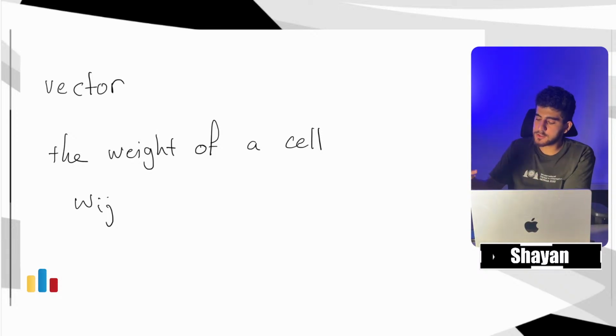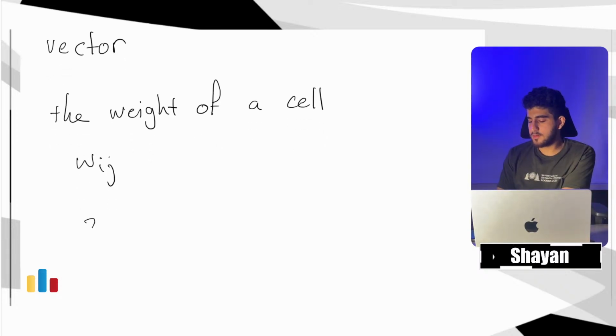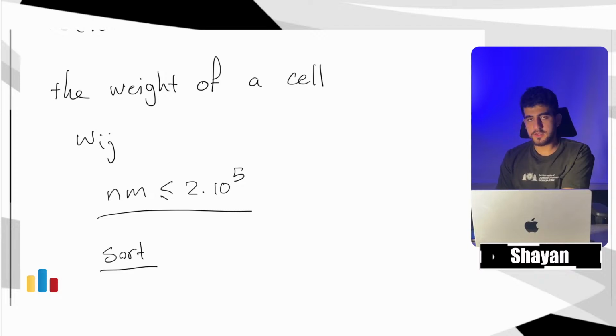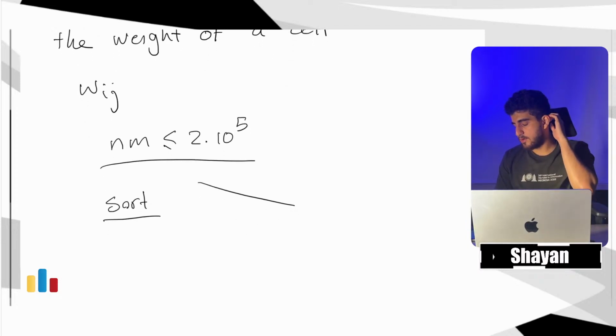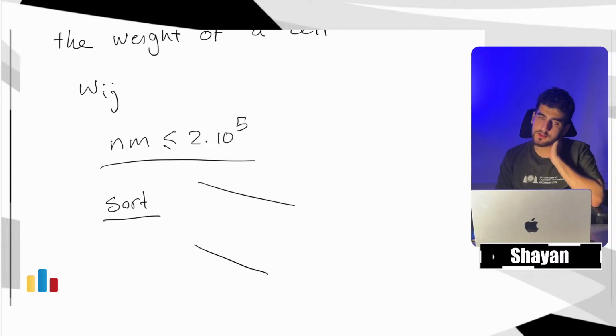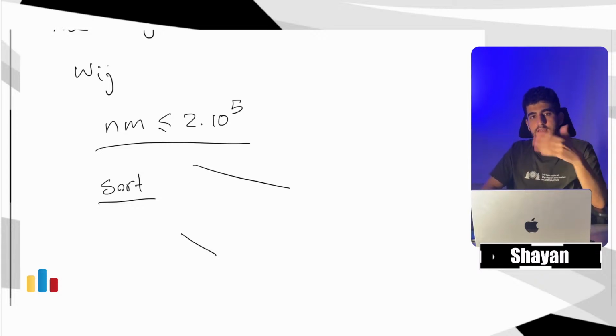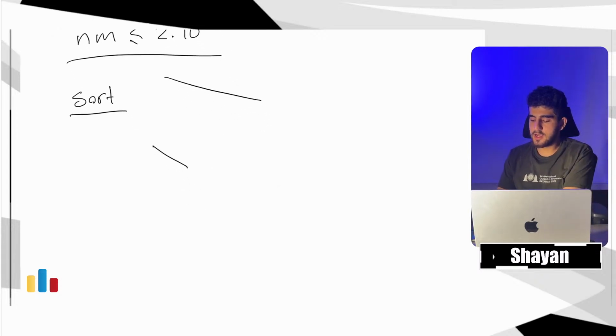So I can just sort all the cells. I know that the number of cells is n by m, which is up to 2 times 10 to the 5th. So I can just have a vector of this size and store all the weights, and then sort this vector from the greatest weight to the lowest weight. And I can also sort the gorillas from the greatest height to the lowest height. And then I can have a for loop over all the gorillas, and each time I match the gorilla number I with the cell number I.